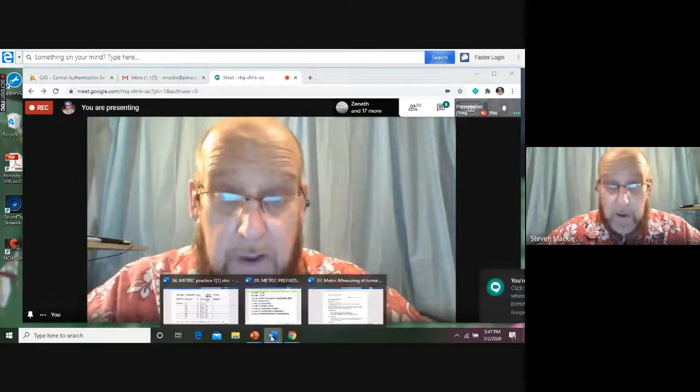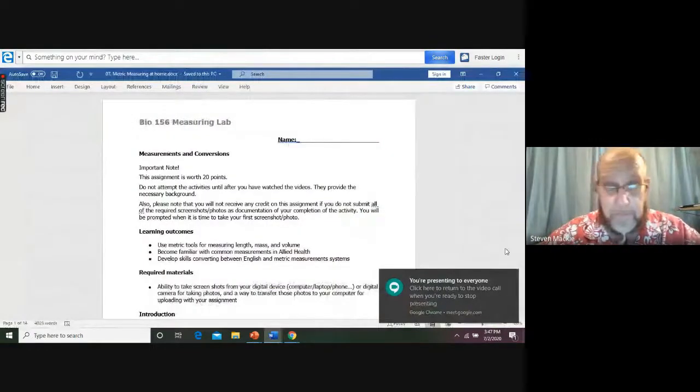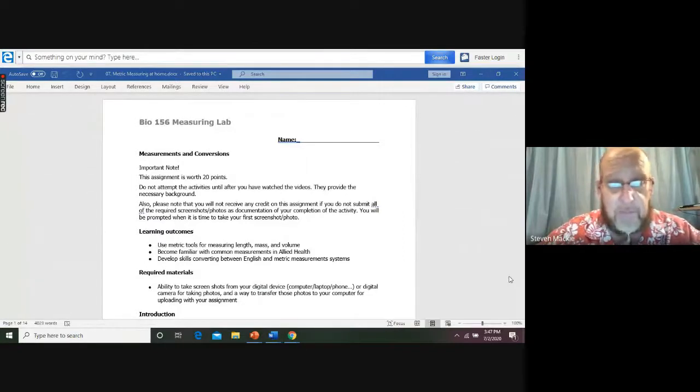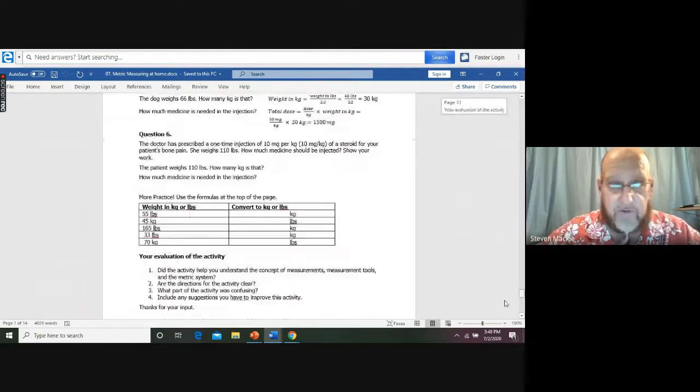Now, this lab is called Metric Measuring at Home. And can I say one thing about this lab? Embedded in this lab are some metric to English conversions that I don't want you to deal with. The only metric to English conversions that you need to do in here have to do with conversions between pounds and kilograms, okay? And here are those conversions at the bottom.